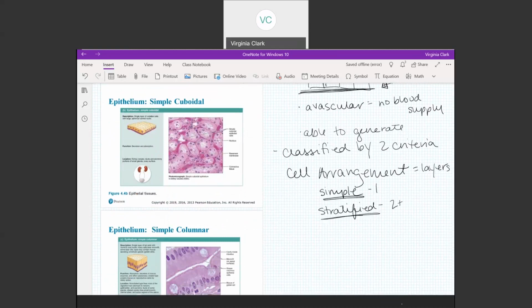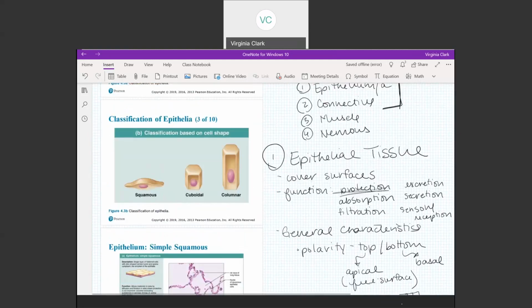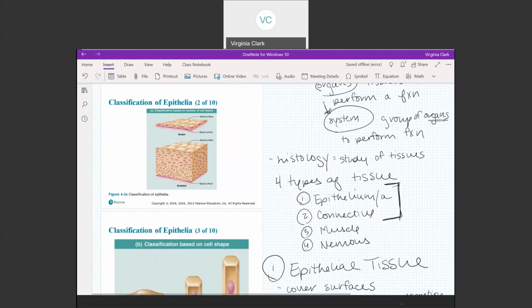So you can have these guys called by their arrangement. Right here is an example of my simple. There's only one layer.